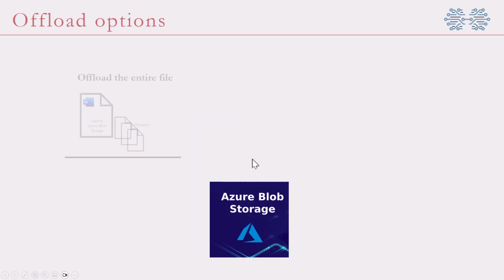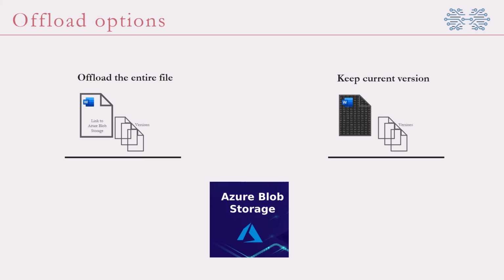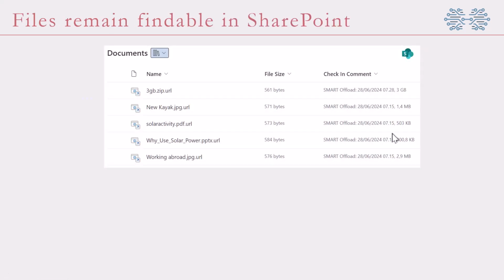There are 2 options for offloading. One is to offload the entire file, including all versions. And the second option is to keep the current version and only offload the version history. The files remain inside SharePoint.